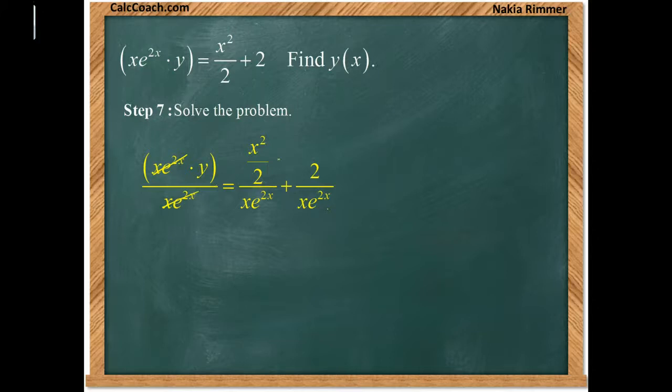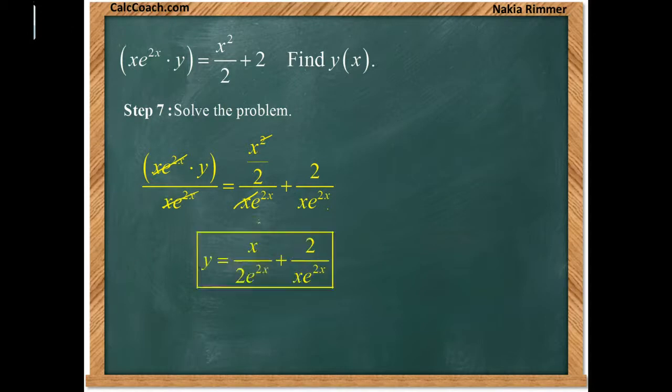On the right-hand side, the x squared in the numerator of the numerator and this x in the denominator can cancel. But pretty much there's nothing else you can do to simplify. We'll call this x over 2 e to the 2x, and then this 2 over x e to the 2x. And we'll leave it like that. That's our function that solves that original differential equation with that condition.